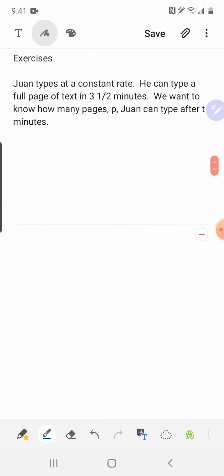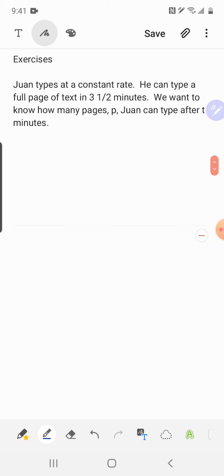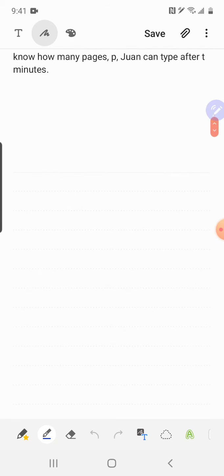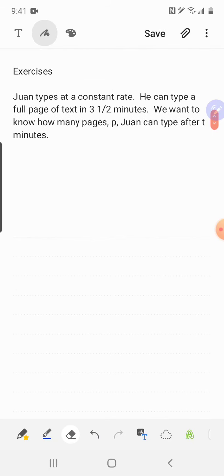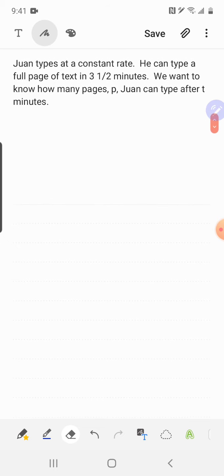So exercise 1, it says Juan types at a constant rate. He can type a full page of text in 3.5 minutes. We want to know how many pages P Juan can type after T minutes.